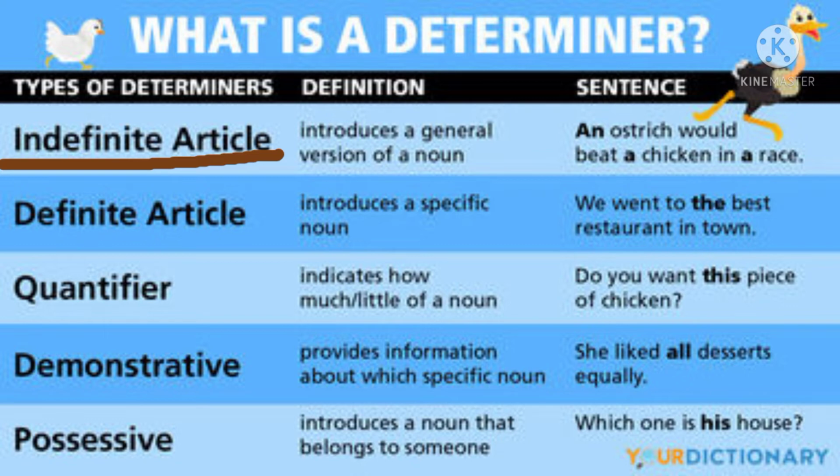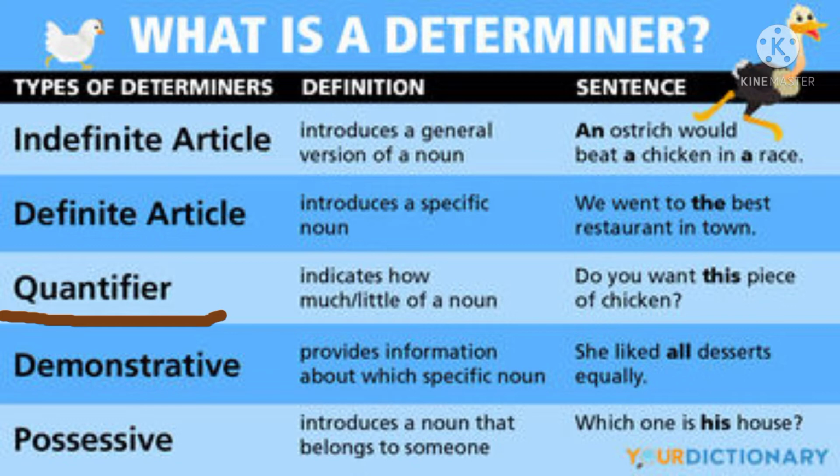Then move on to the definite article, which introduces a specific noun. Example sentence: We went to the best restaurant in town. Here, the is the determiner. Then the next one is the quantifier. It indicates how much or how little of a noun. Example sentence: She liked all desserts equally. Here, all is the determiner.